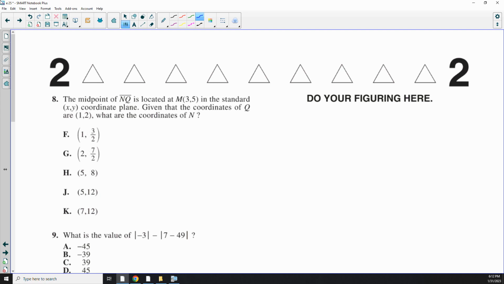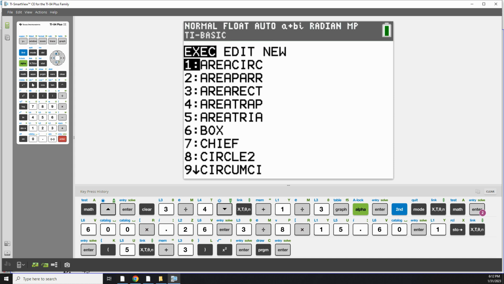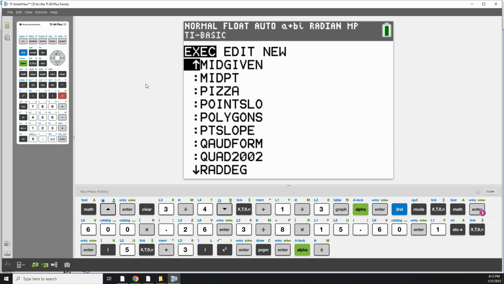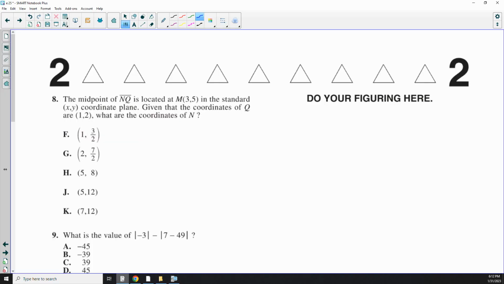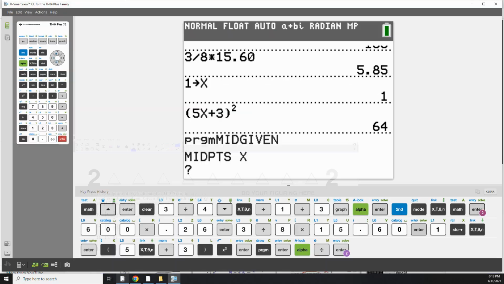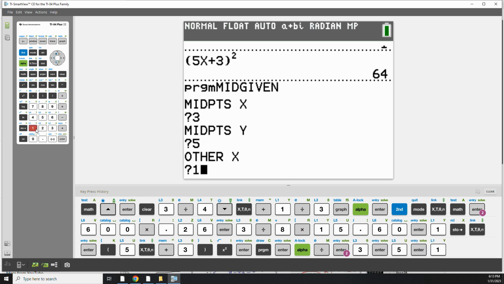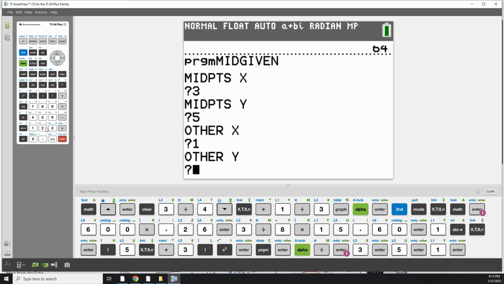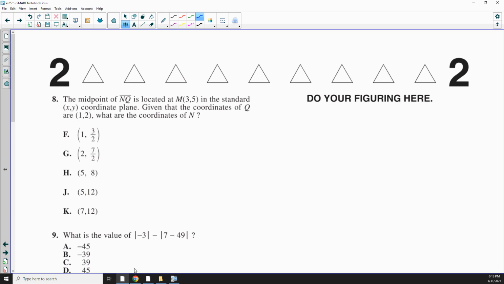Here's a rare one we don't see anymore. Midpoint given. The midpoint is 3, 5, and the other point is 1, 2. We go program. I have to hit the button twice. Alpha M gets me to the midpoints. Midpoint given, I've already forgotten. It's 3, 5 is the midpoint. Notice you enter that first, and then you enter 1, 2. Great use of our programs to get the answer 5, 8, which is H.